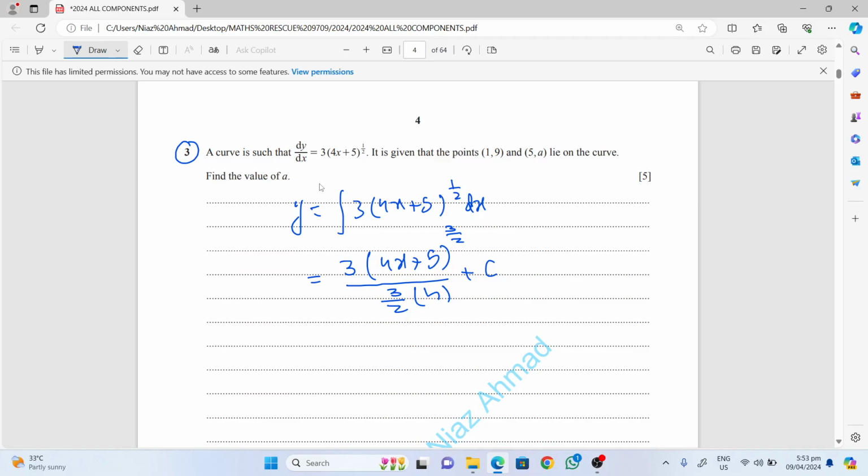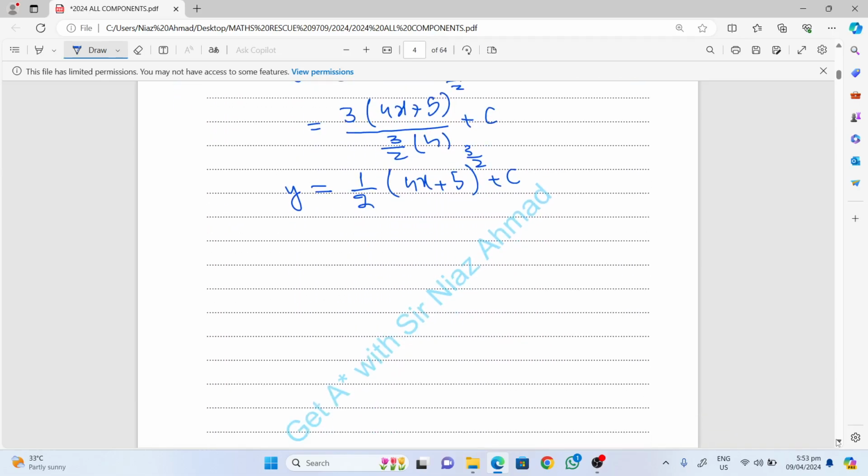It's 3 by 2. So the final answer will be 1 by 2 times (5)^(3/2) plus c, and this is the integration of the given expression. Now we have a point, 1 comma 9. I want to get the value for c.